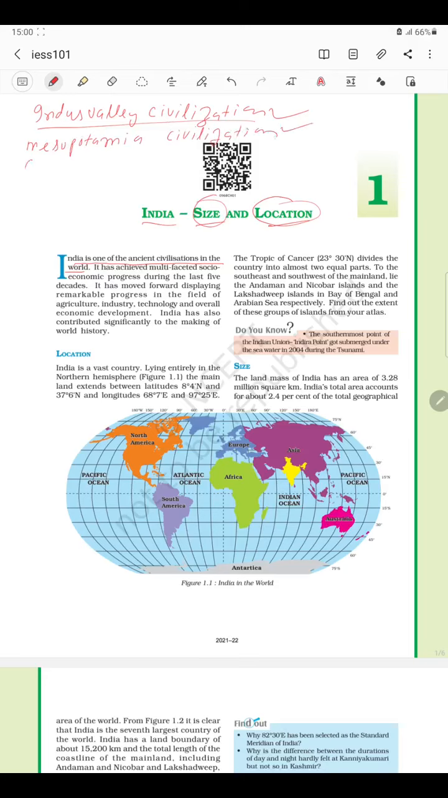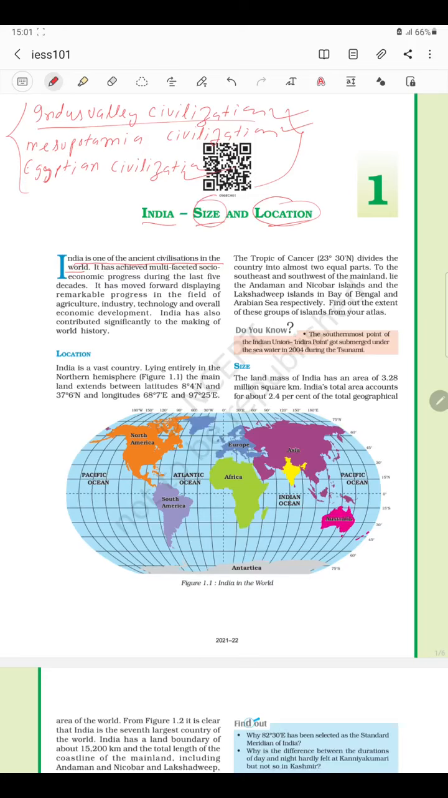Another one is the Egyptian civilization. This lies in the African continent. So these are the contemporary civilizations, and these are the ancient civilizations. India is one of them. Okay, clear?